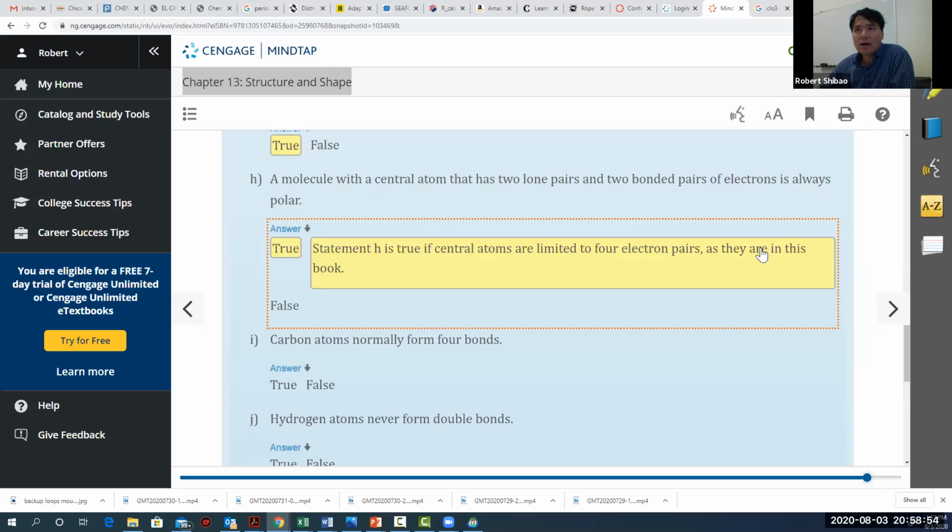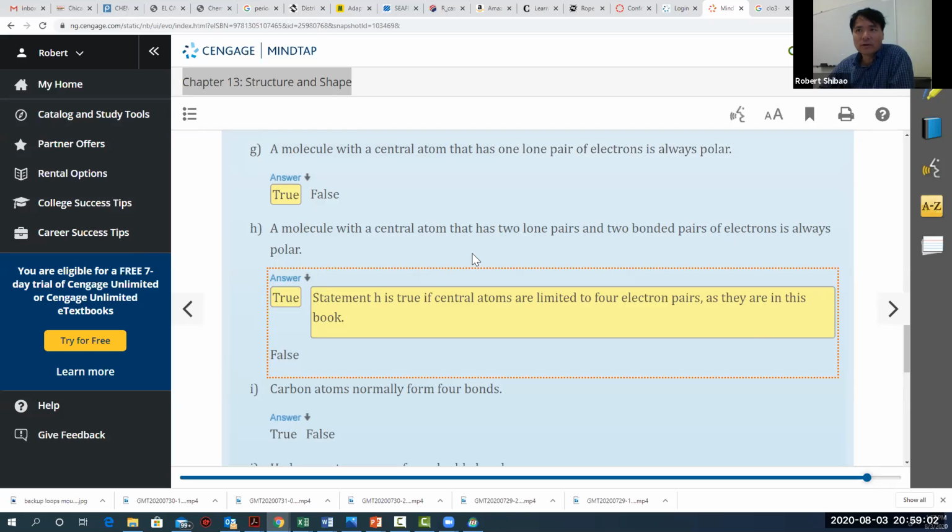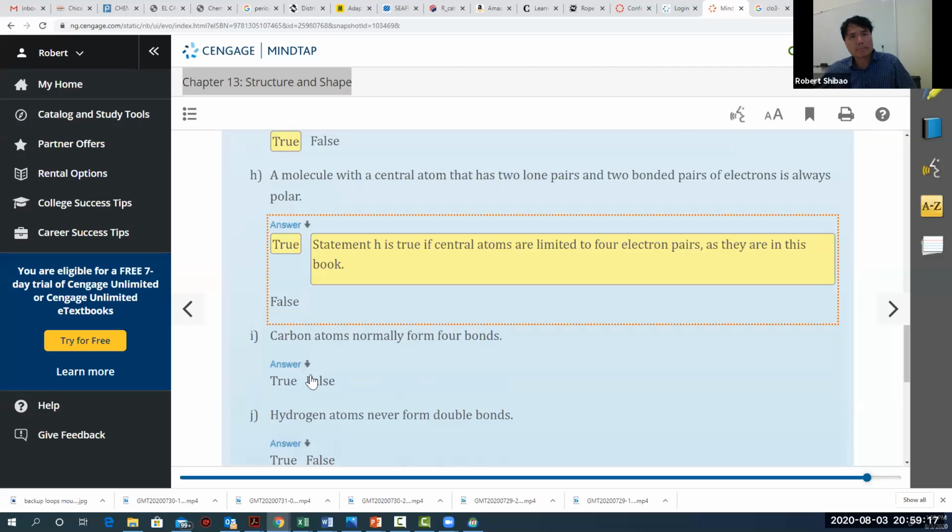Yeah, as they are in this book. Now, of course, I don't particularly like these questions here, but they're okay because they're in this book. If you look in another book, there could be examples, exceptions to these rules. So I don't take these as rules here.